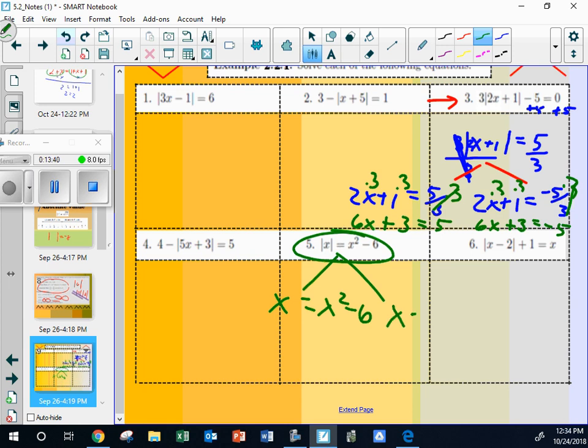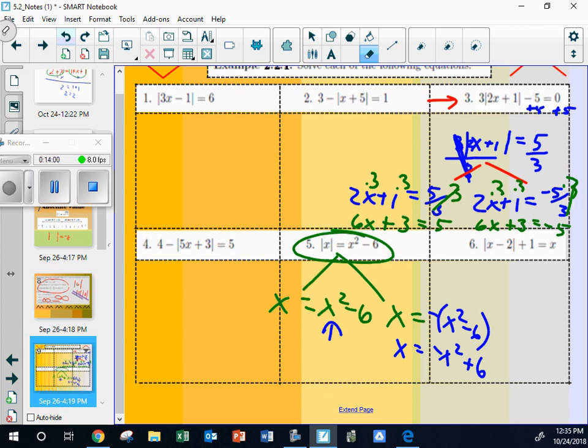Yep, and make sure you distribute it. Like you said, you don't just make the first one negative. You have to make them both negative. So I'm going to say negative of x squared minus 6. And yeah, distribute it out. Negative x squared, negative 6 means plus 6.